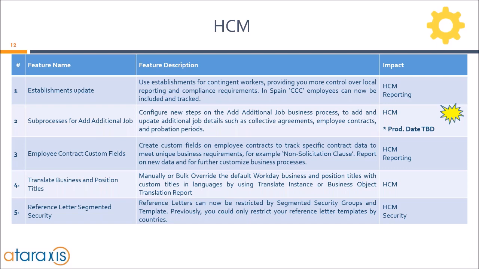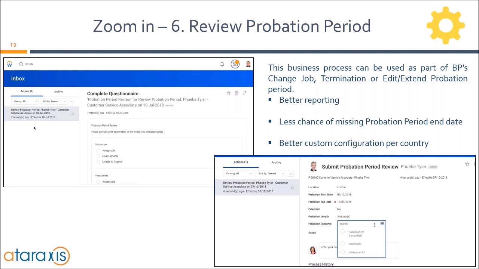So let's start with the first module, which is, of course, HCM. For the opt-ins, we have five on the first slide. The first one is establishments. Not every client has these, of course, but if you are using establishments in Workday, you are now able to add contingent workers to these establishments. Also in Spain, you have CCC employees. These can now also be included and tracked, so it will give you more control over local reporting and compliance requirements.